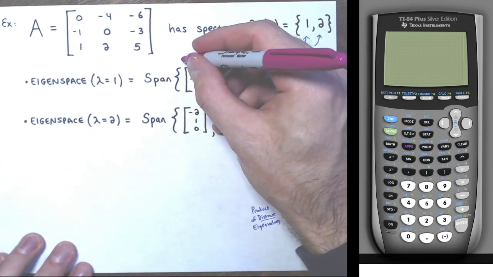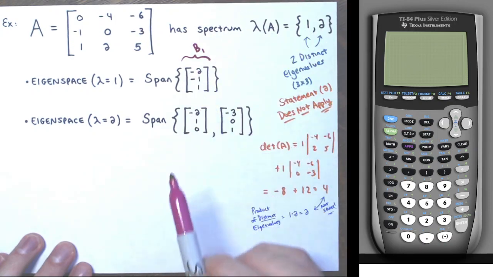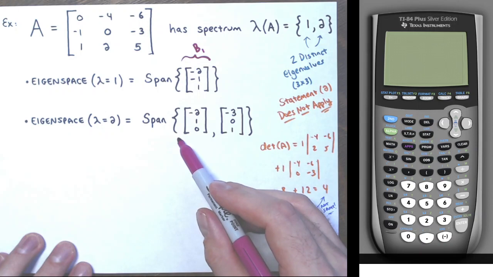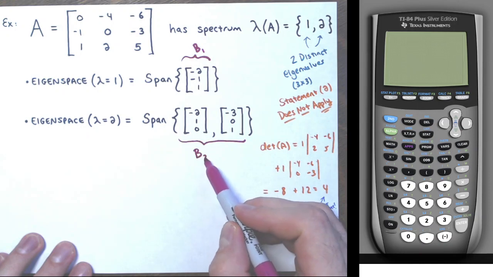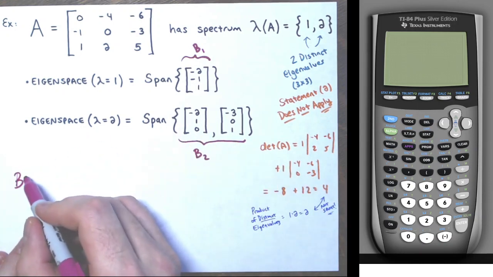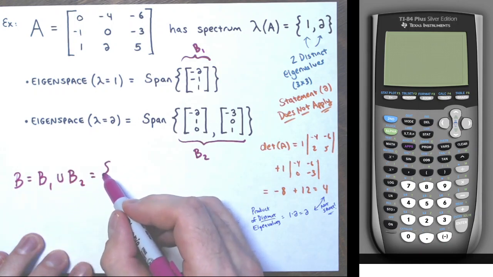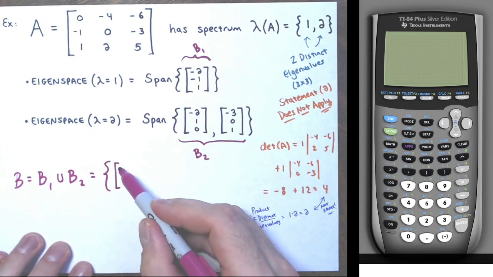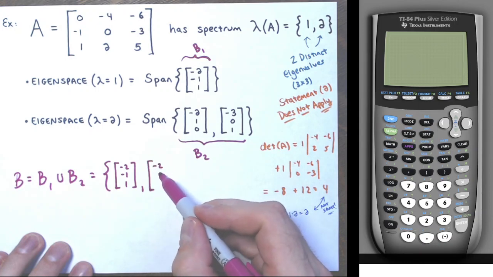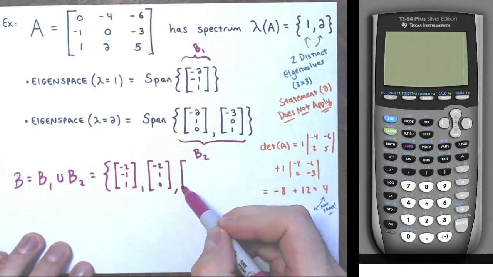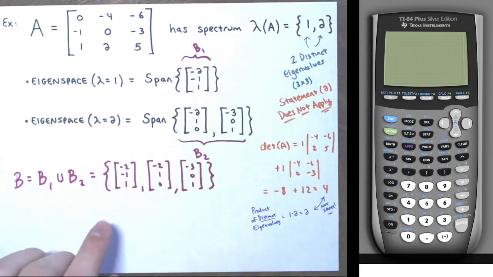So instead of rewriting all this, this is B1 then, just the set with the vector is the basis for the eigenspace. And then just the set with the vectors, not the span, is the basis for the eigenspace B2. And then I take their union, the union of all these bases of the eigenspaces. And then I have the set with -2, -1, 1, -2, 1, 0, and -3, 0, 1.